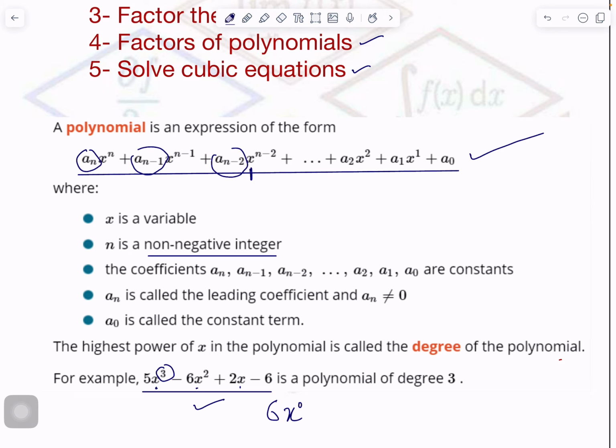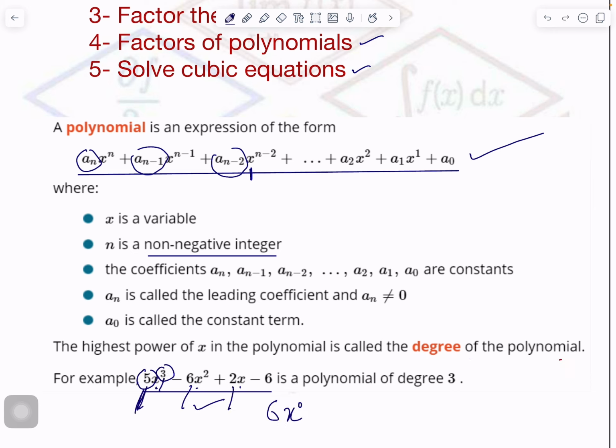And these I have told you are called coefficients. The first one, which is of the highest degree, is called the leading coefficient. The last one, which has no x, where 6 is written, is called the constant. And the highest power of x, which is 3 in this case, is called the degree of the polynomial. So in this case, the degree of the polynomial is 3.